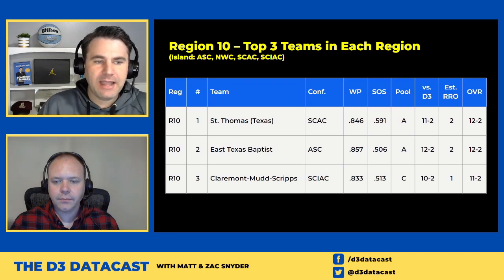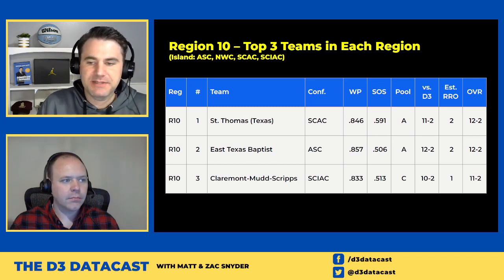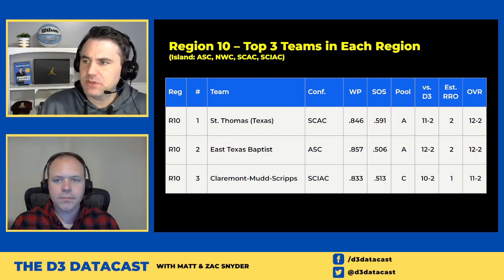And then third, I came up with Claremont-Mudd-Scripps. It could get really interesting when you're talking about the 3, 4, 5, 6 spots in this region. Claremont-Mudd-Scripps out of the SCIAC in Southern California, .833 winning percentage, .513 strength of schedule. Only one regionally ranked win, I think, is over Mary Hardin-Baylor, but coming up with 3.